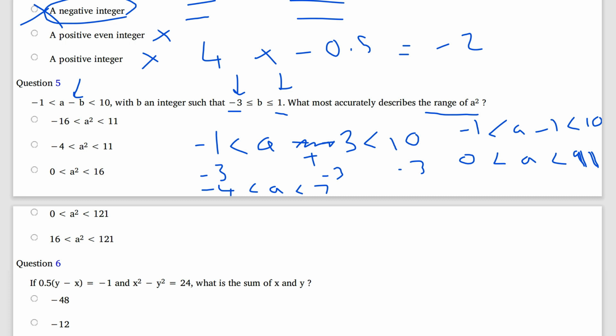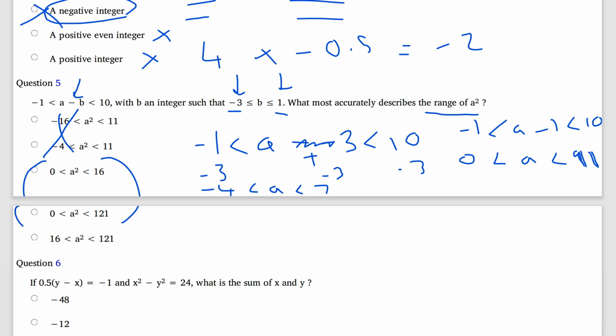Well, looking at the answers, a squared can't be a negative. So these two answers are out, meaning it's down to these. The smallest thing that a squared can be is 0, because a square can't be anything less than 0. So it's down to C or D as the answer choice.